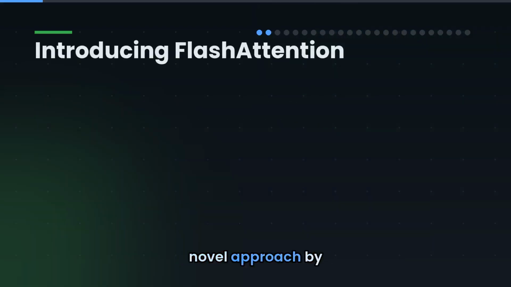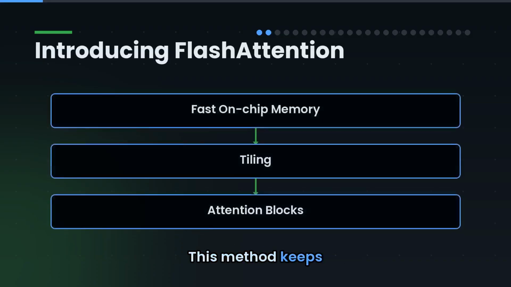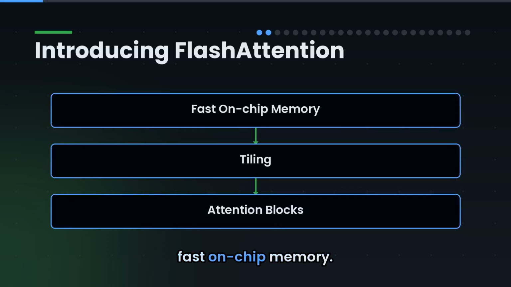FlashAttention takes a novel approach by computing attention in smaller, manageable blocks. This method keeps the computations within fast on-chip memory. It leads to quicker processing and reduces the need for slower off-chip memory access.